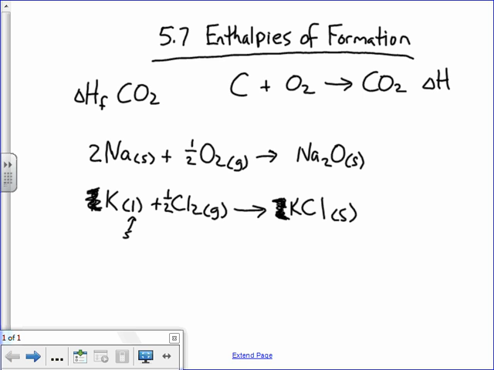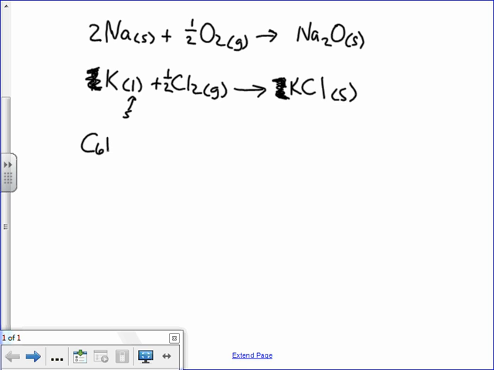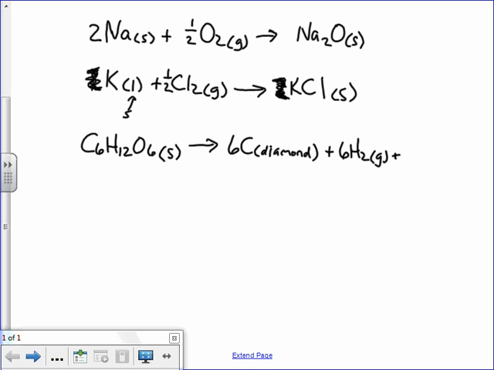Okay? And then the last one, C6H12O6 solid yields, I want to know how to do this reaction. 6 carbon diamond. We're breaking apart sugar and getting diamond. Plus 6H2 gas plus 3O2 gas. Why?